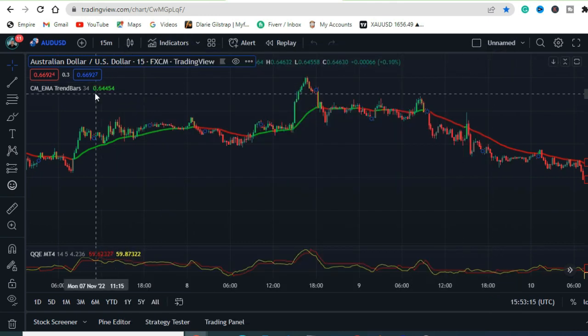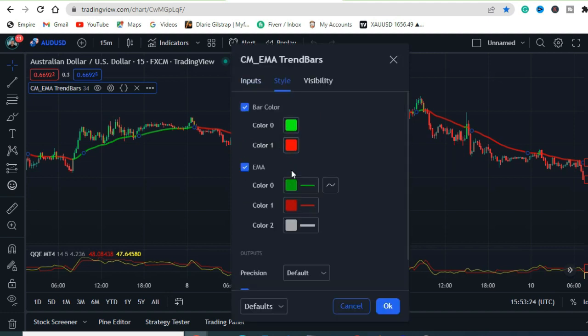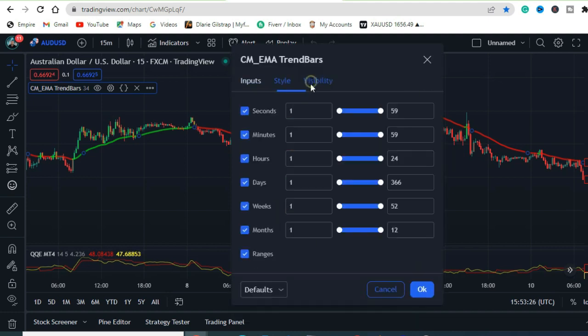So the settings: you come over right here to the settings and you can see that the EMA uptrend is 34. You come over to the style, you leave it all this way, and you come over to the visibility and you leave the setting this way. And after you're done with it, you just hit OK.